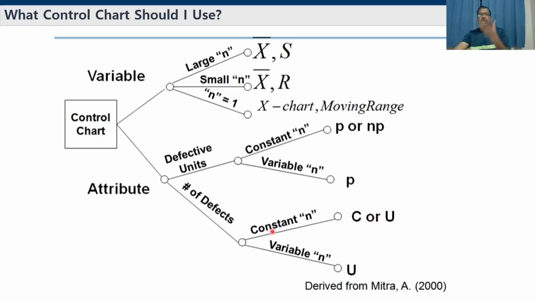If the samples are constant, we go with C or U. If samples are variable, you go with P. In both conditions, the P chart is useful for variable samples, but with one defect only. The U chart is useful for variable samples when multiple defects are there. So you have to remember this chart.